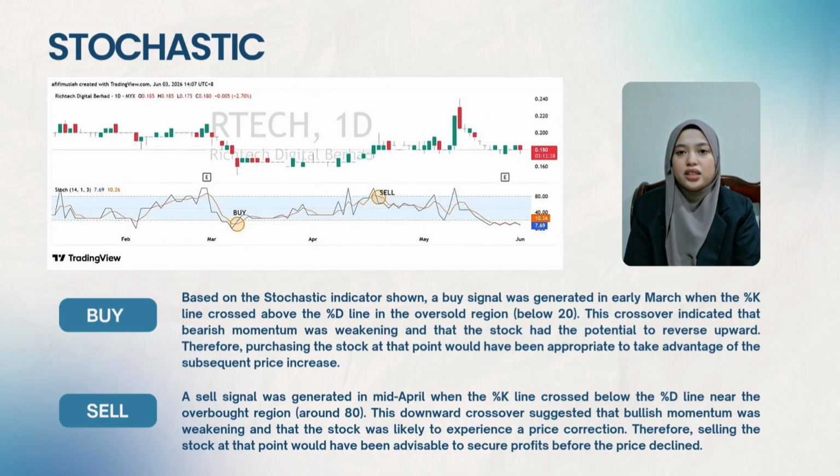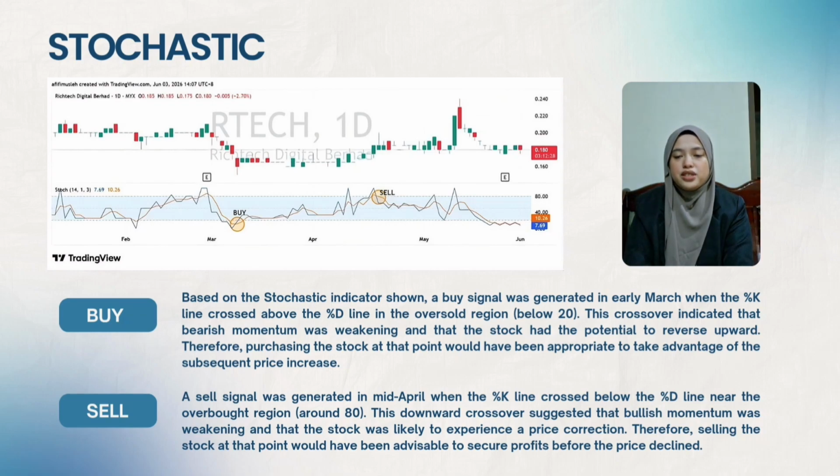The percentage K line is the main line that reacts quickly to price movements, while the percentage D line is a moving average of the percentage K line and serves as a signal line. Generally, the stochastic indicator ranges from 0 to 100. A reading below 20 indicates an oversold condition, which suggests that the stock price may be undervalued and has the potential to move upward. Meanwhile, a reading above 80 indicates an overbought condition, which means that the stock price may be overvalued and could experience a downward correction.